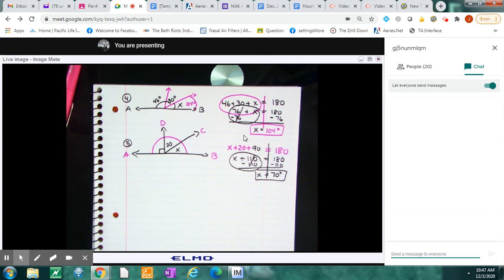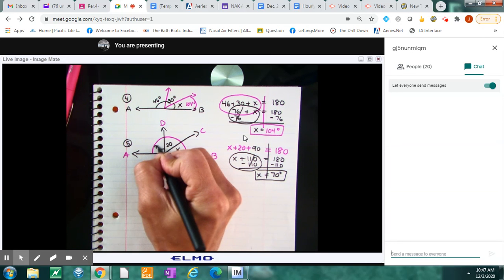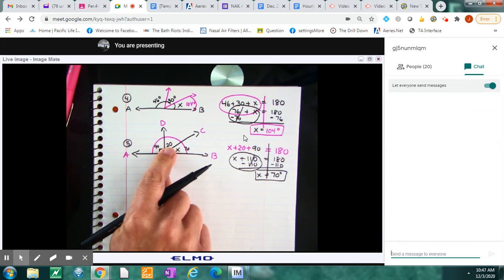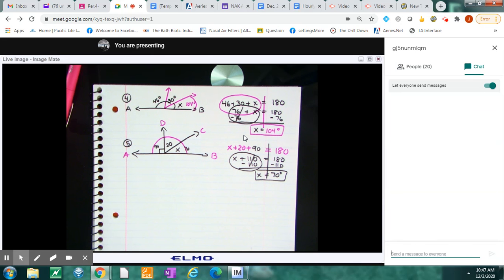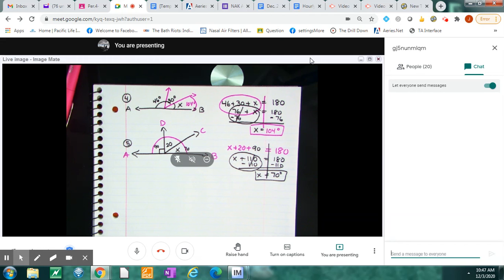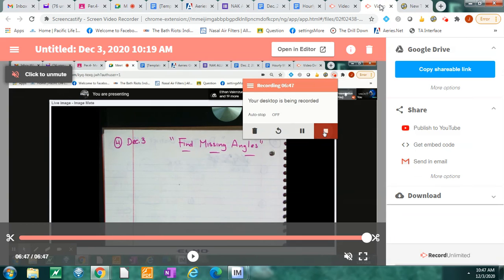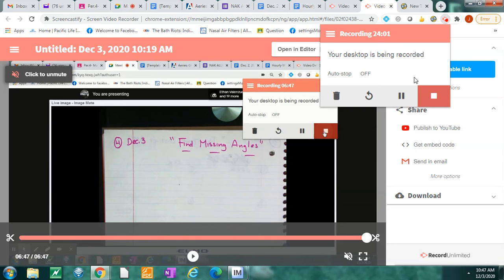Well, let's check it. 90 plus 20 plus 70. Yeah, 70 plus 20 is 90. 90 plus 90 is 180. We got it, right? And that's it. That's all we're doing, guys. Next week, it's going to be a little complicated and then a little bit complicated. So I just wanted to do the basic stuff, all right? So that's it for the notes.